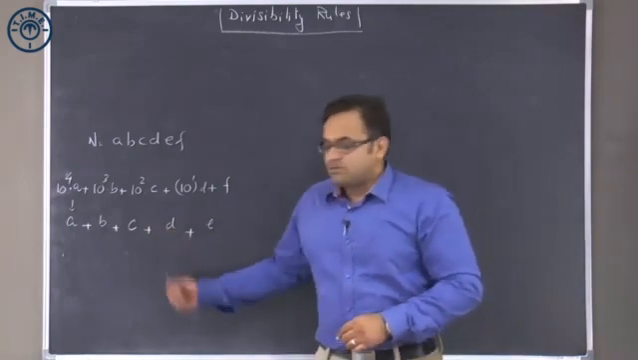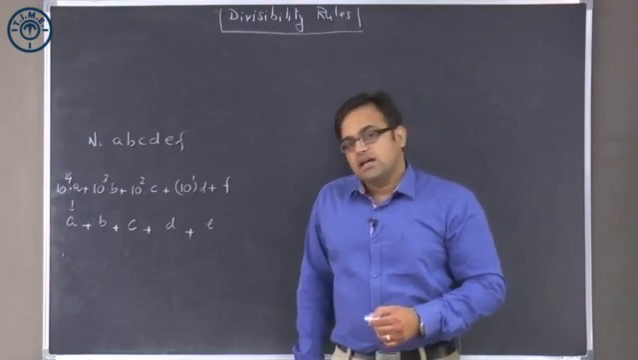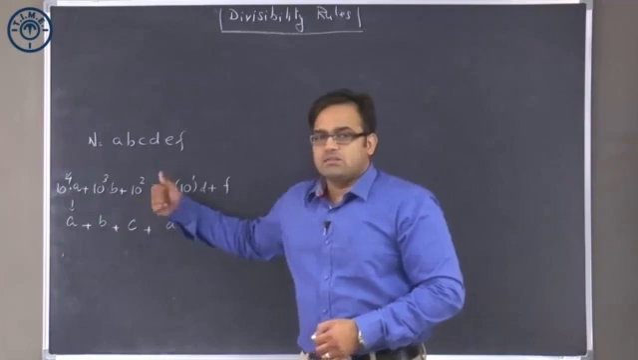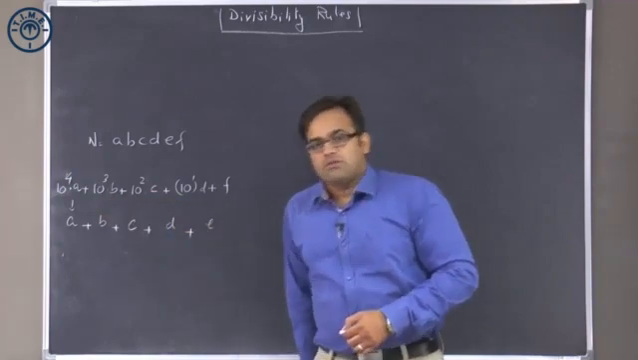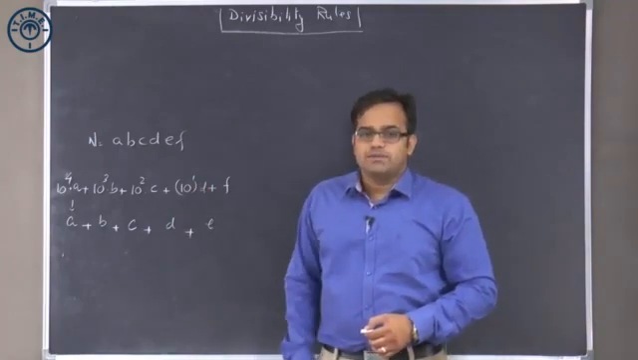So therefore, the divisibility rule for 9: if the sum of the digits of a number is divisible by 9, then the entire number is also divisible by 9. Similarly, if I was to divide 10 by 3, the remainder would also have been 1. So therefore, for 3 also the divisibility rule would have remained the same. This concept is very, very important.